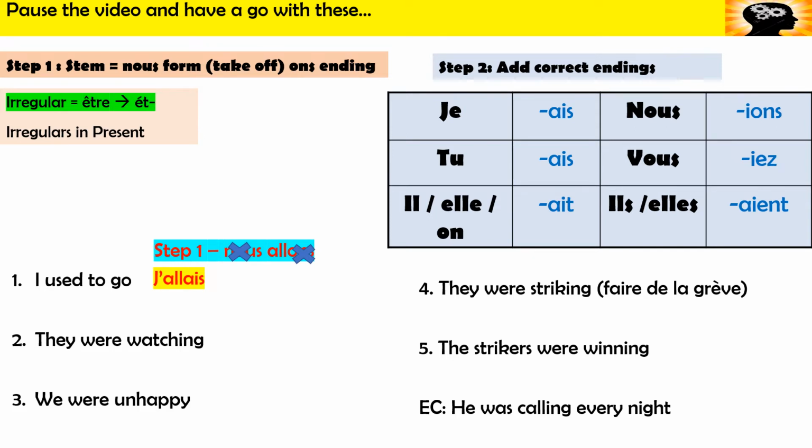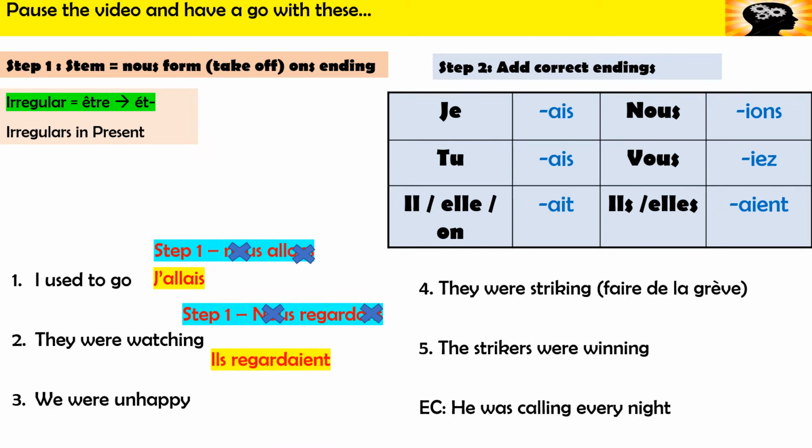Alors, okay, let's see how well you've done. They were watching. Our verb to watch is regarder. Change it to the nous form: nous regardons. Get rid of the nous, get rid of the ONS. That's our stem. They, let's take the masculine, and then the ending is AIENT. Ils regardaient is what you need.